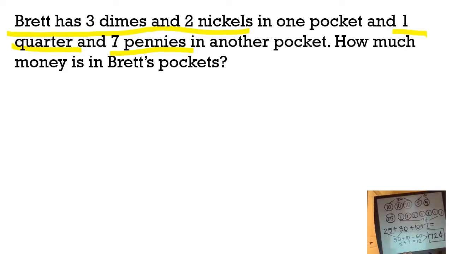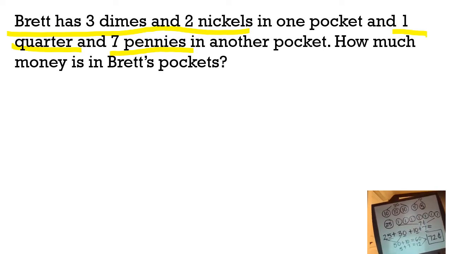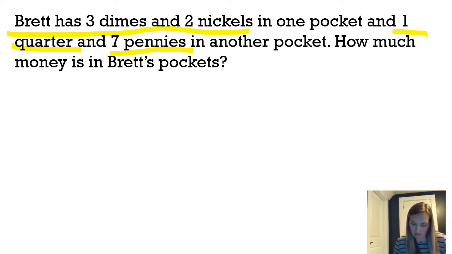Notice that I added my tens first. 20 plus 30 is 50, plus one more 10 equals 60. Then I added my ones. 5 plus 7 equals 12. Lastly, 60 plus 12 equals 72 cents. Remember to write a sentence. So, how much money is in Brett's pockets? Brett has 72 cents, and I am running out of space, so I'll just say in all.